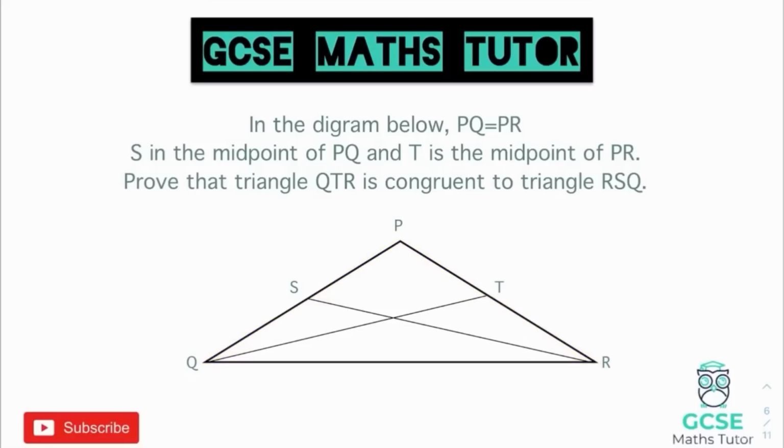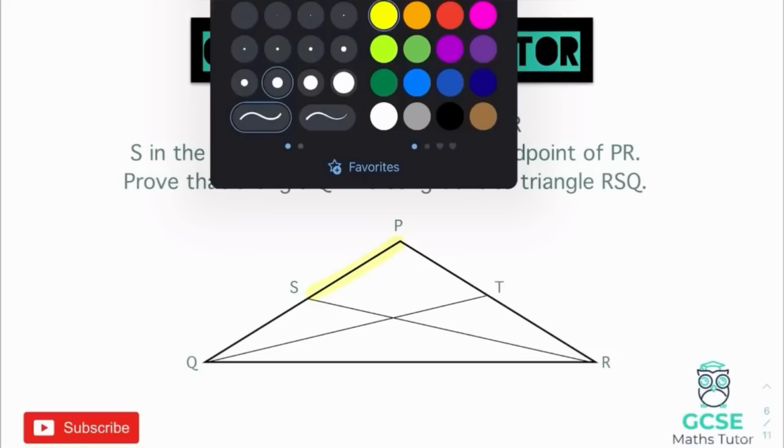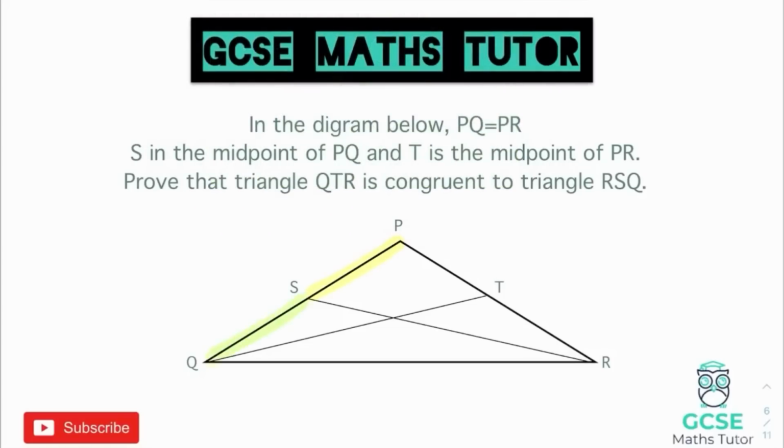It says S is the midpoint of PQ. So if S is the midpoint of PQ, this line here is the same length as this line here. And that is going to apply on the same side as this length here is the same length as this length here. So again, we'll think about that in just a second.